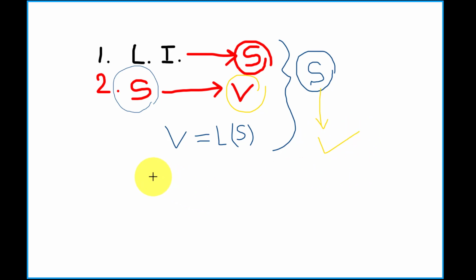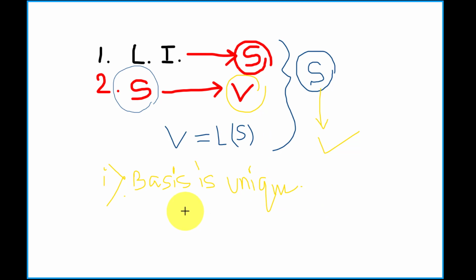Now we have to remember few points. Number one is, basis is not unique. Means a vector space may have many bases.